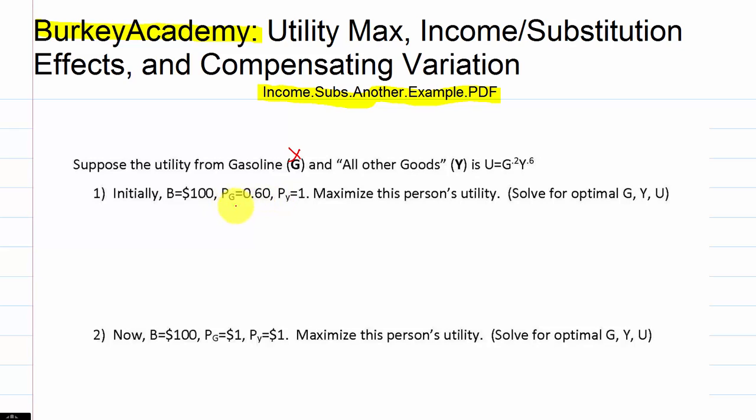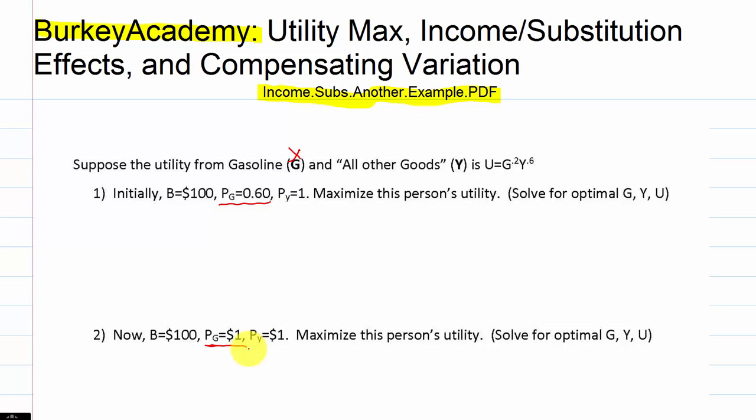Now 60 cents a gallon is low because what I'm trying to think of here is modeling the low prices of gas in some of the Middle Eastern countries that subsidize gasoline. And what we're going to be doing here is analyzing the impact on a typical consumer if they were to remove the subsidy and raise the price of gas from 60 cents a gallon to $1 a gallon. So let's get to work and start solving this.